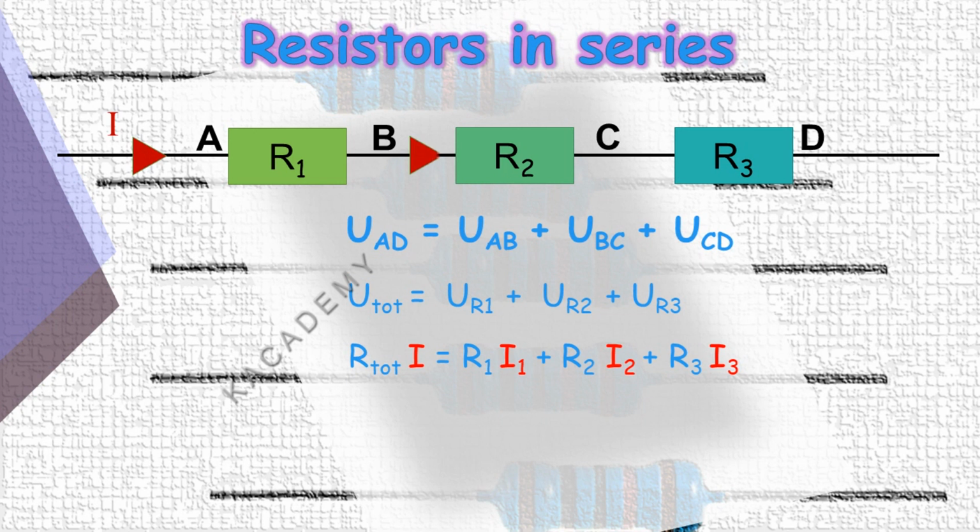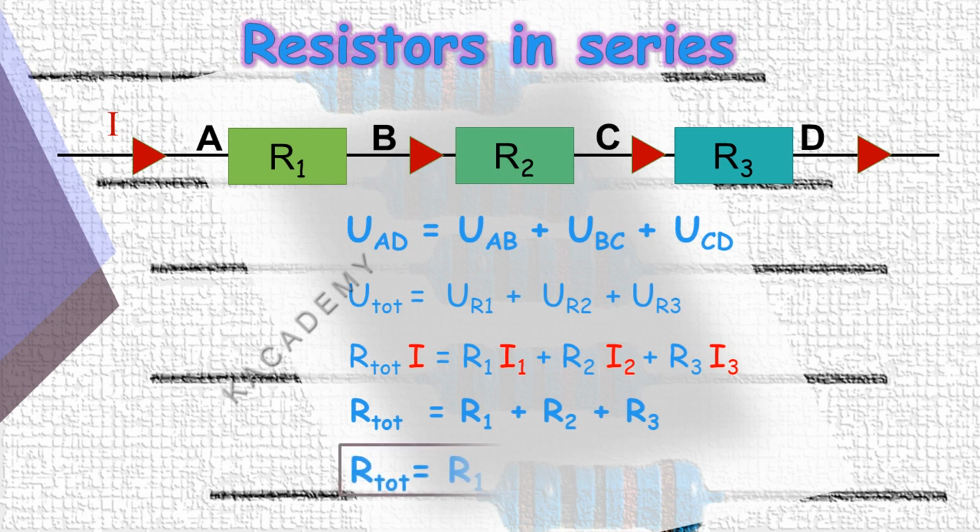Since there is only one path for the charges to follow, the current is the same through every resistor, as per the law of uniqueness of current in a series circuit. The equality can thus be simplified to an equivalent resistance, R total, being simply equal to the sum of the resistances of the individual resistors. Thus, R total is equal to R1 plus R2 plus R3.